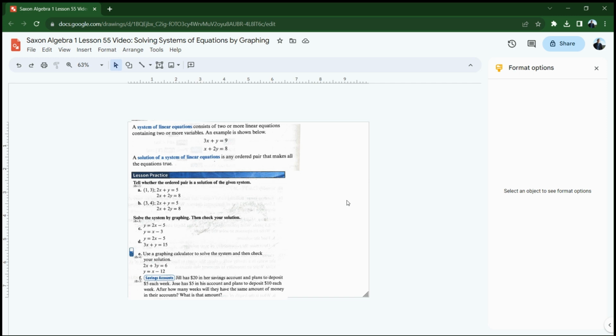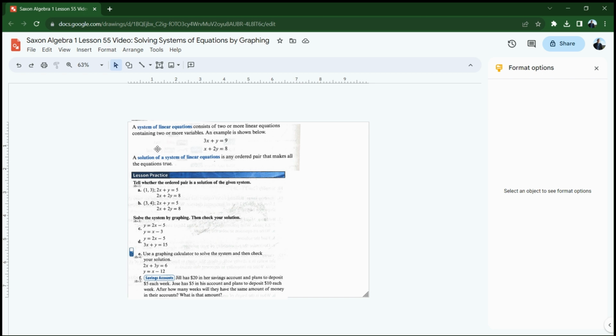Hey, algebra students. In this video, we're going to be talking about solving systems of equations. A system of equations is when you have two different equations. They have different coefficients on the variables, even though they actually have the same variables. So notice I have x and y in this equation, x and y in this equation, but they're different equations. Okay, and that is a system of linear equations.